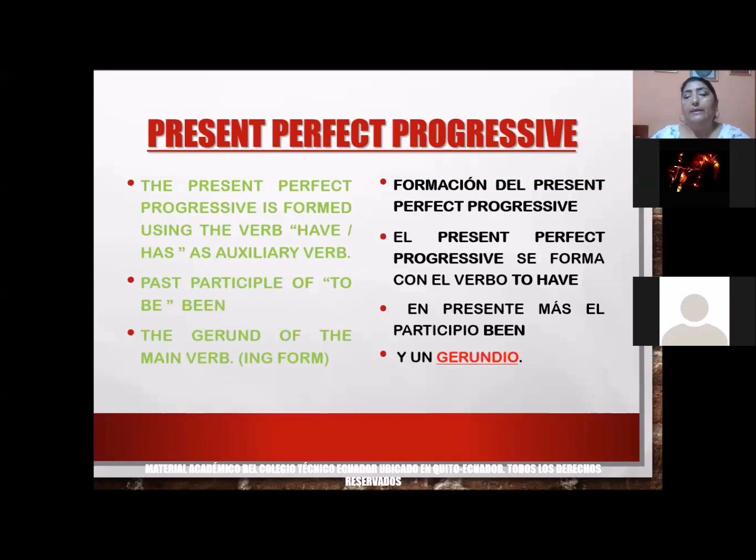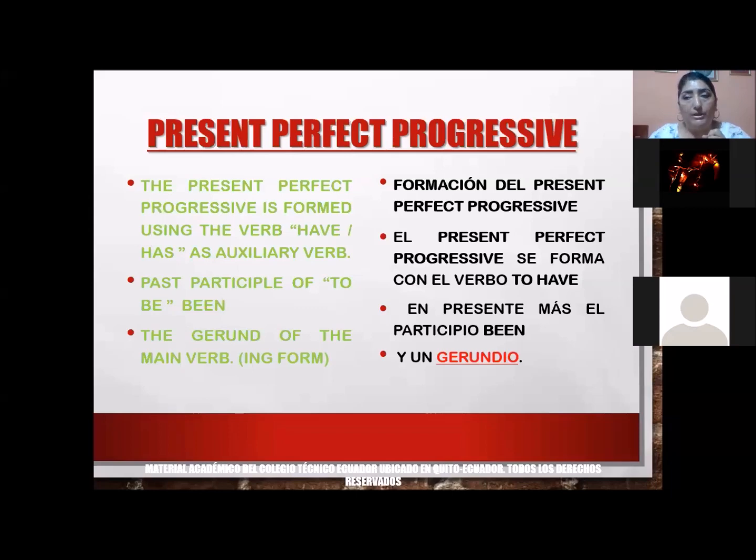Okay, so let's reinforce it. The elements to make a present perfect progressive sentence: of course, we need a subject. We need the verb have or has as auxiliary verbs, okay? Then the past participle of the to be verb.